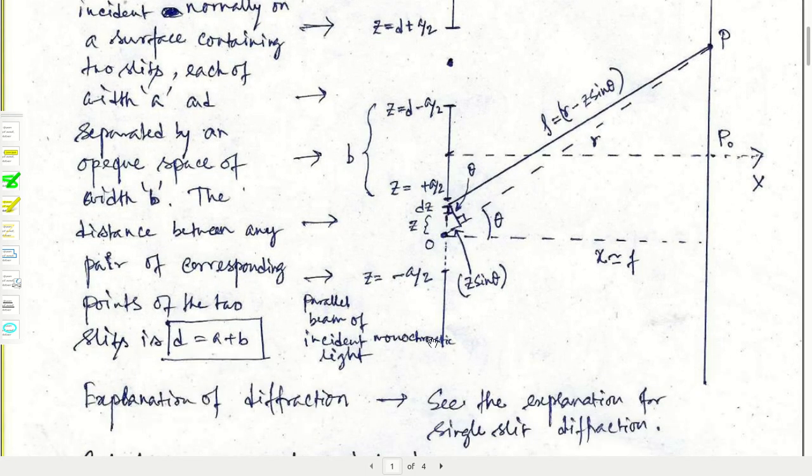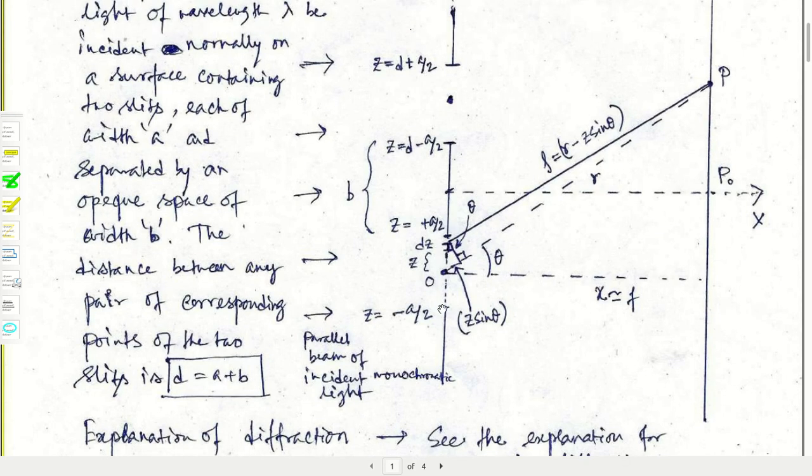See, it is written over here, the small d is equal to a plus b. So a means this length and then b, so you will reach this point, and if the distance between two points of the two slits is a plus b, then the two points will be called the corresponding points. So d is the distance between two corresponding points.